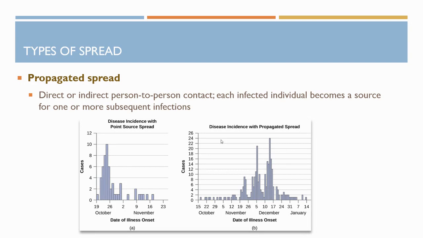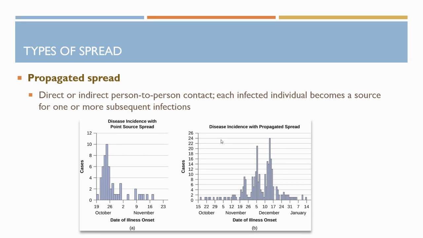Propagated spread is when we have direct or indirect person-to-person contact. So a propagated spread, you can think, kind of extends out in waves. One person comes into contact with three people. Now we have three people that each come in contact with three people. It goes to nine. Those nine come in contact with 27. So we get this blossoming effect.